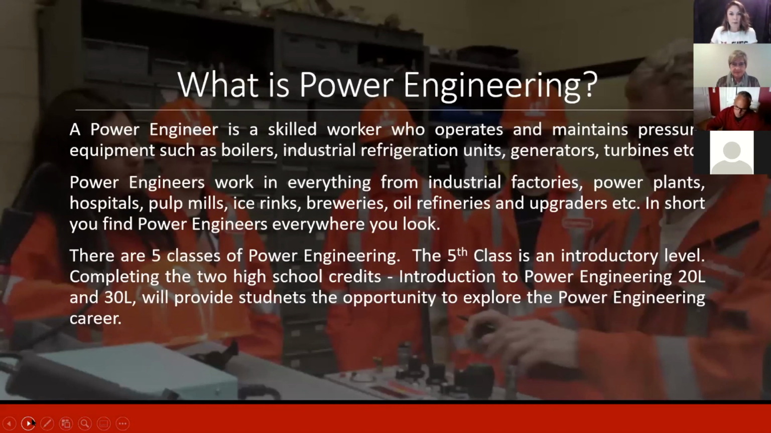So many people have no idea what power engineering is. Power engineering is a skilled worker who operates and maintains pressure equipment such as boilers, industrial refrigeration units, generators, and turbines. Power engineers work in everything from industrial factories, power plants, hospitals, pulp mills, rinks, breweries, oil refineries, and upgraders. In short, you find power engineers everywhere you look. There are 5 classes of power engineering. The 5th class is an introductory level, and completing the 2 high school credits, the Introduction to Power Engineering 20L and 30L, provides students the opportunity to explore power engineering as a career.